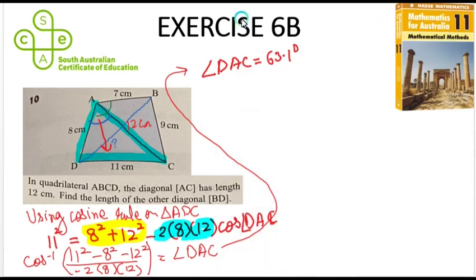Okay, so it means this angle is known now. This angle is 63.1. Okay, now I'm going to find another angle, this. To find this angle, I'm going to use a different triangle. This time using this triangle.